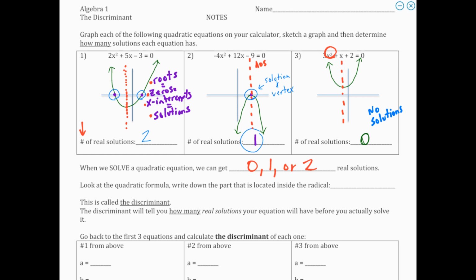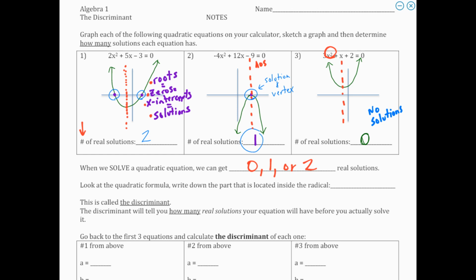In a linear equation, what's the highest power? A linear equation is just like x plus 7 or 3x plus 7 or whatever. So what's the highest power on my variables for a linear equation? 1. So how many solutions can a linear equation have at most? 1. Okay. So if my power was a 4, what's the most that I could have? 4.